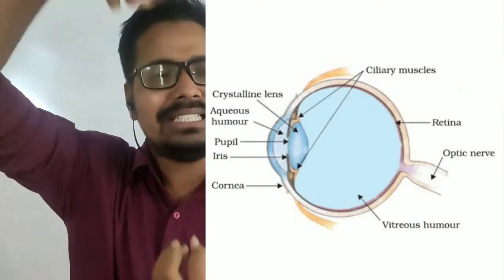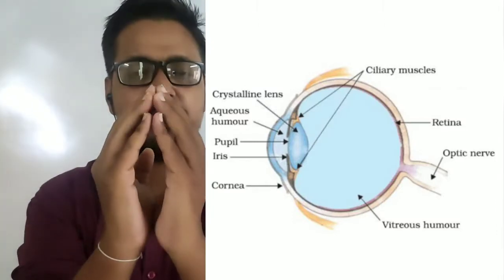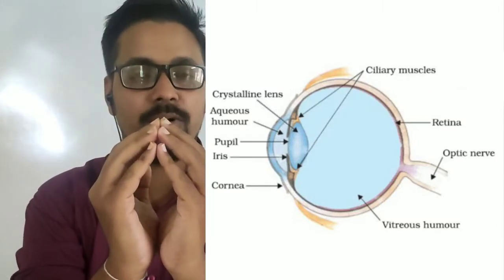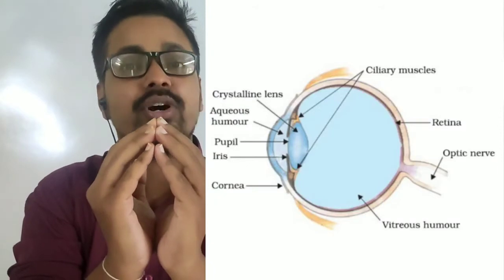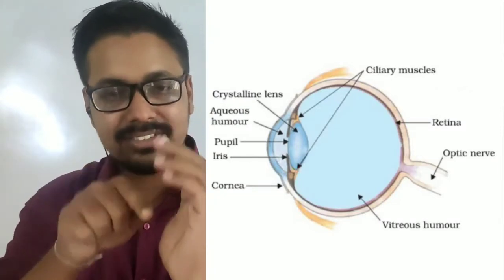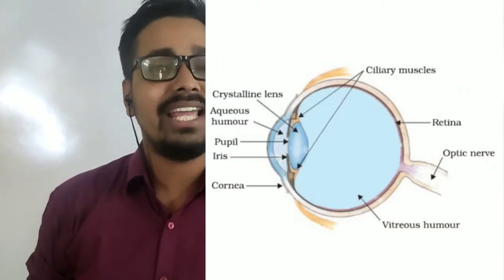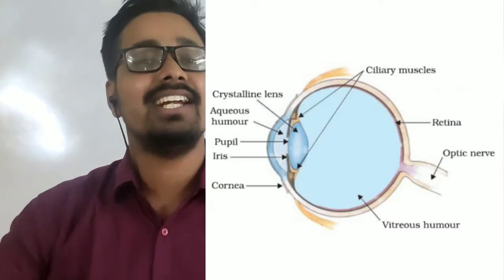And when the ciliary muscles relax, the lens from its thinness becomes a bit bulgier, and as a result the focal length decreases, because greater the curvature, lower is the focal length. That is how the focal length of the eye is controlled by the ciliary muscles.